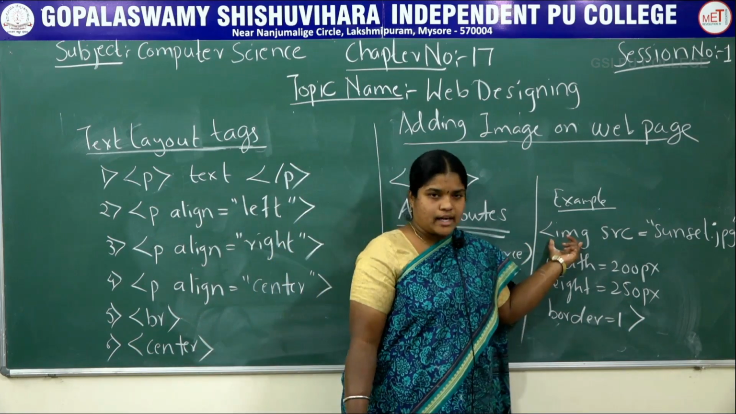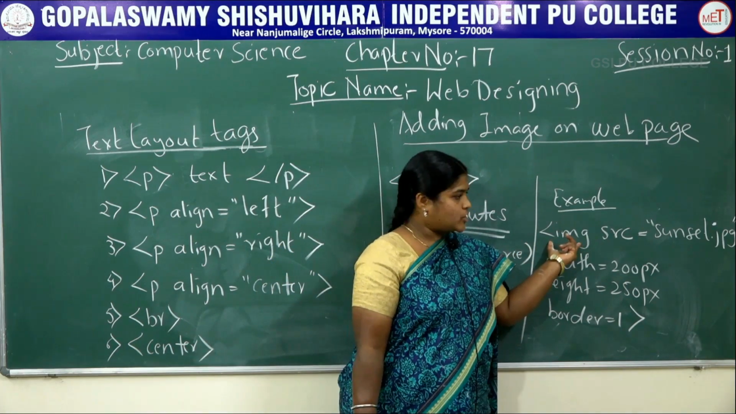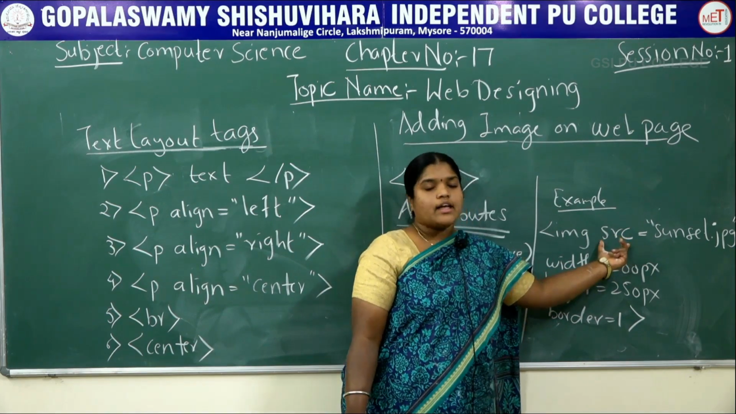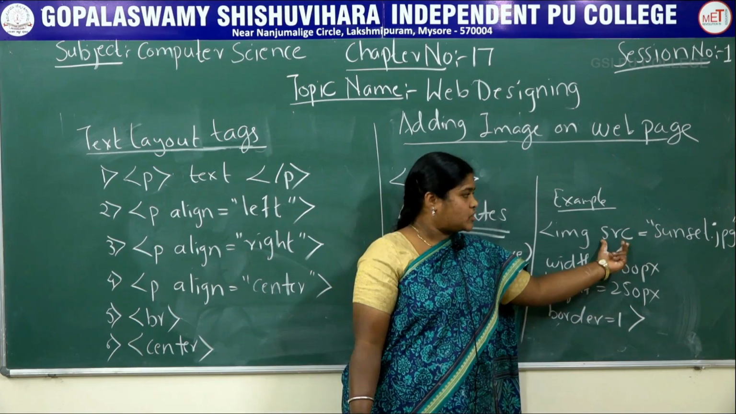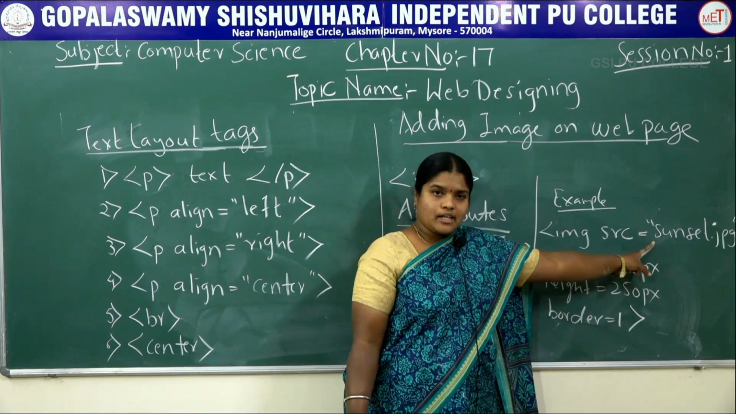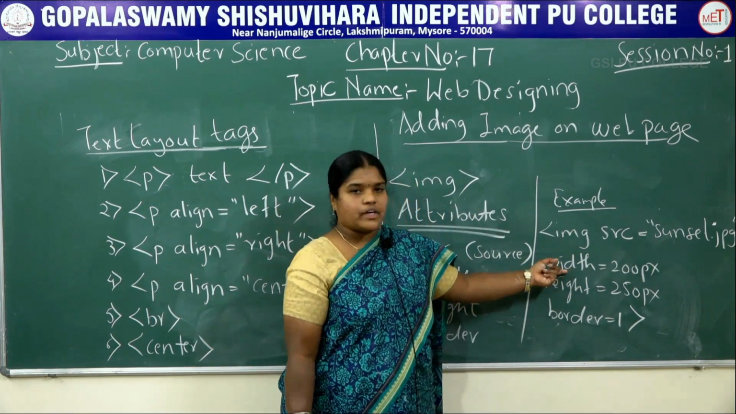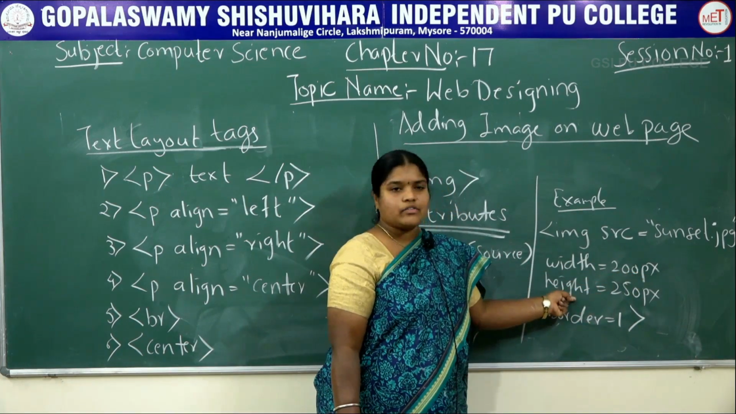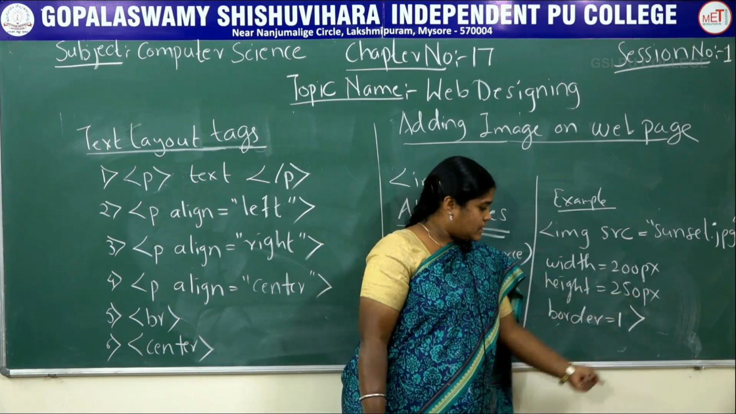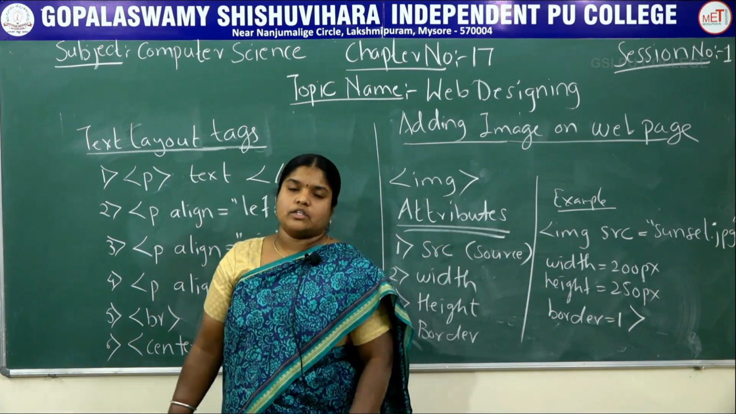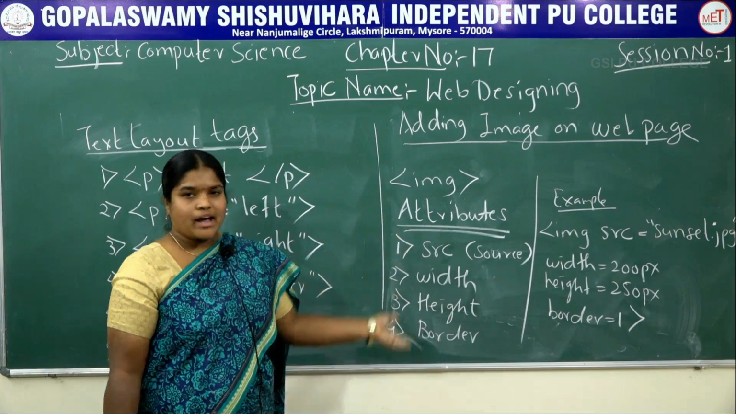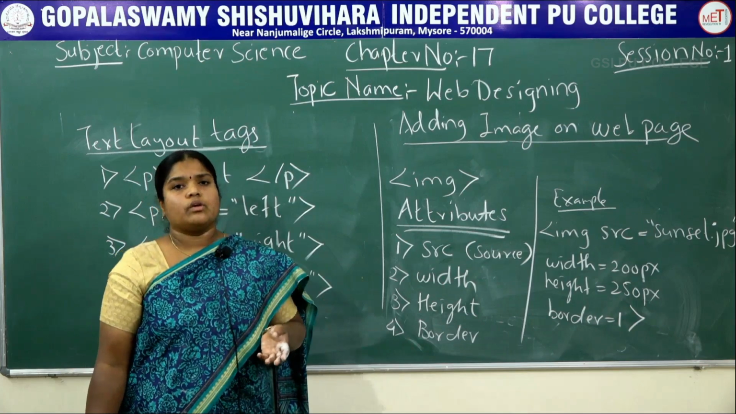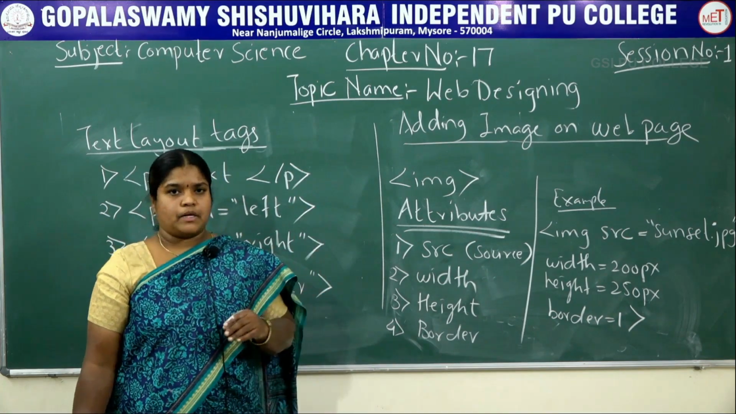So img is a tag used to include an image on the web page. With img tag we are using 4 more attributes, that is src. src is nothing but source of the image, where we specify the path name and the image name. After that next we specify the width of the image in pixels. Then we specify the height of the image in again pixels. Then we specify the border of the image. There are many more attributes that can be added to the image tag. So this is a tag used to include the image on the web page.